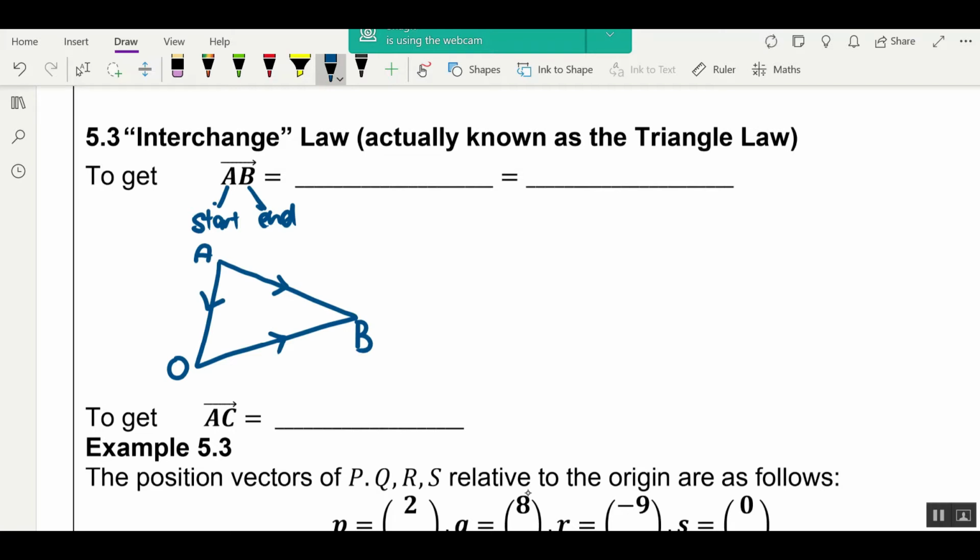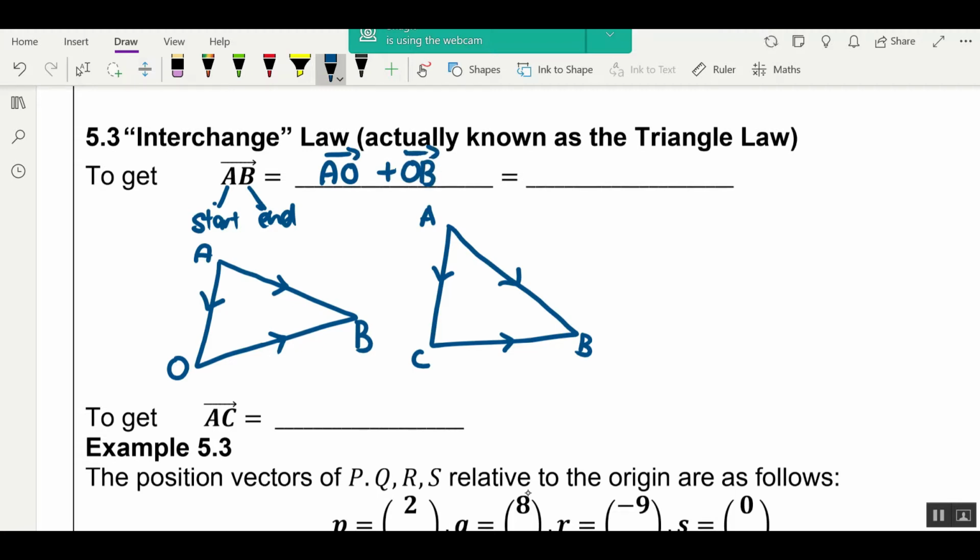It could be A to C, okay? Then C to B. And then this will complete here like that, okay? So what does this mean? A to B is equal to AO plus OB.